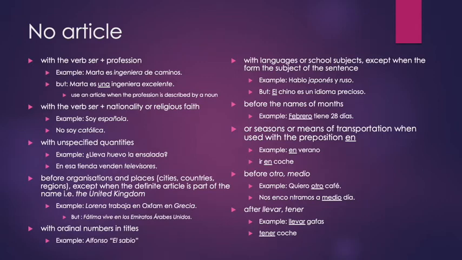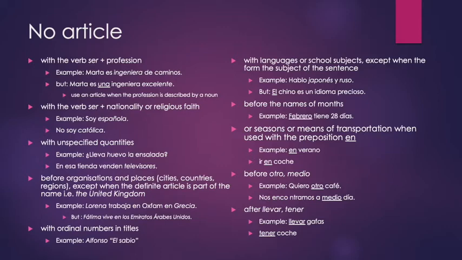So no article before organizations and places, cities, countries, regions, except when the definite article is part of the name. For example, the United Kingdom. Lorena trabaja en Oxfam en Grecia. That means Lorena works in Oxfam in Greece. But if you're saying, for example, Fátima vive en los Emiratos Árabes Unidos, that means Fátima lives in the United Arab Emirates. Or, for example, you live in the United Kingdom, tú vives en el Reino Unido.